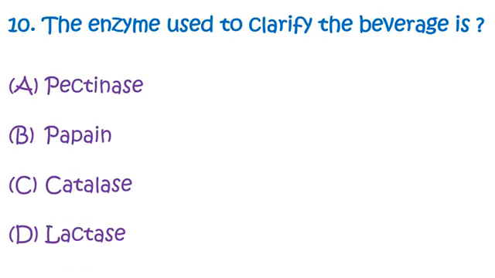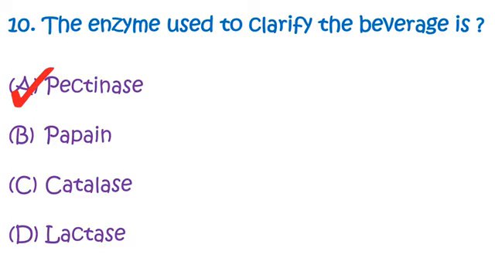Question number 10. The enzyme used to clarify the beverage is: option A, pectinase; option B, papain; option C, catalase; and option D, lactase. And the correct option is option number A, pectinase. Pectinase is an enzyme that breaks down the pectin into its monomer sugar called galacturonic acid. Since it breaks down the pectin, it facilitates the liquefaction, clarification, and juice extraction, and thus is widely used in the fruit and vegetable industry.